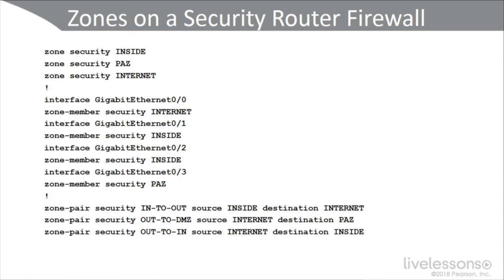Then we create a zone pair, and the zone pair is going to allow us to whitelist the traffic sourced in one zone going to another, okay? So we've got 3 zone pairs: the inside to internet, the outside to DMZ, or the outside of the internet to the PAZ, and then the outside to the inside. And so these zone pairs are where we get the policy applied. So this is a common base configuration to create a zone-based policy firewall on a Cisco router.